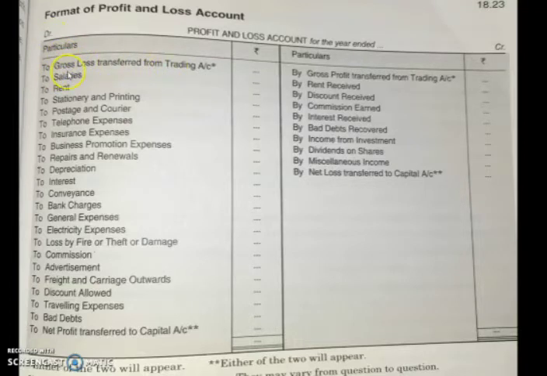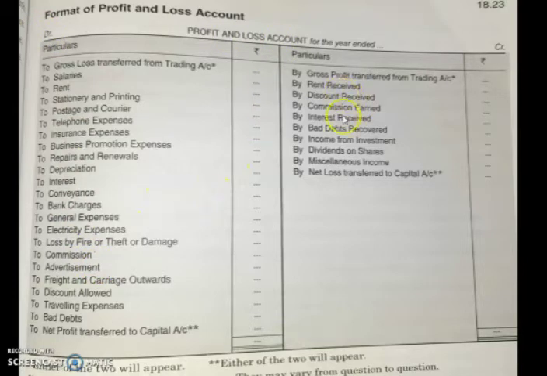If it is a gross profit, then we will show the gross profit on the credit side. Either of these will appear. Both will not come. Either it will be gross loss or it will be gross profit. So if it is gross loss, then debit side. If it is gross profit, then credit side. Then, as per the list given in your question, the following items will be recorded. These expenses and losses will be recorded on the debit side of profit and loss account.